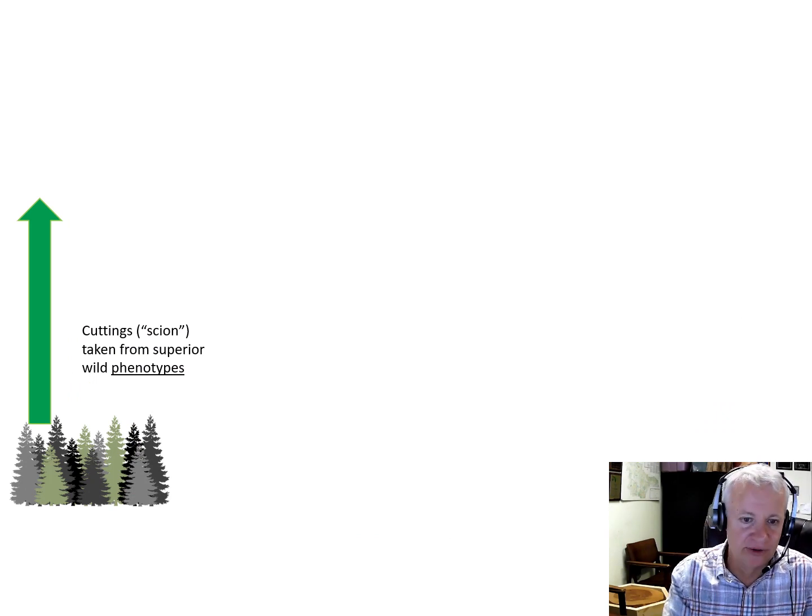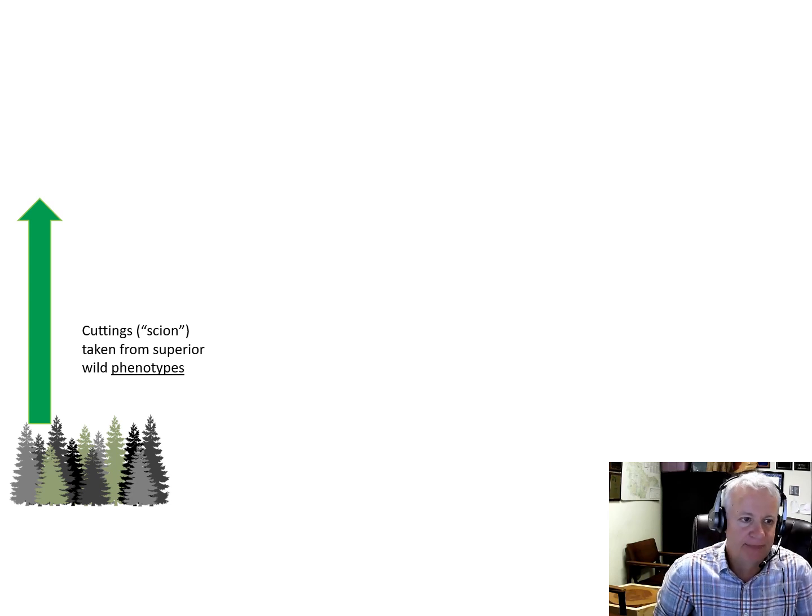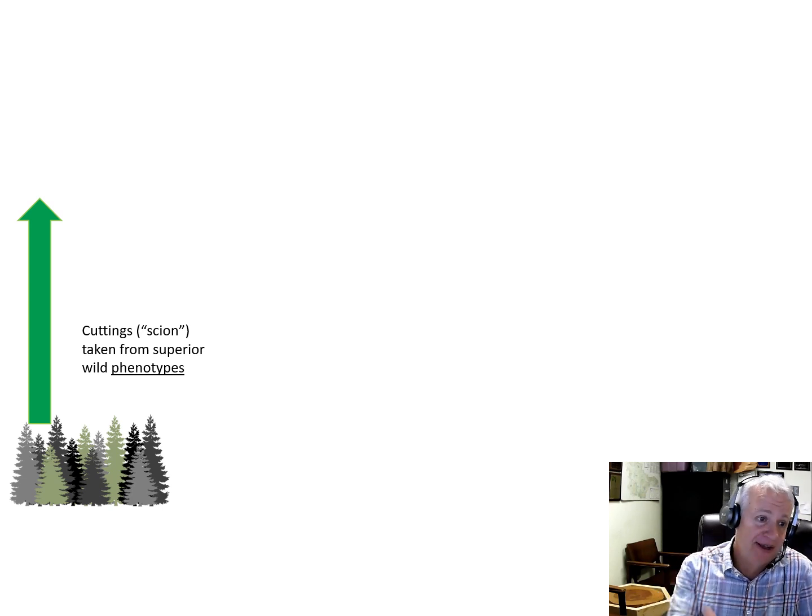I'm going to walk you through the steps in a tree improvement program, and I'll walk you through this as if we're dealing with an undomesticated wild species and we're taking the first steps in a tree improvement program. These first steps were taken, for instance, in loblolly pine back in the 1950s, and it has continued for multiple generations since then.